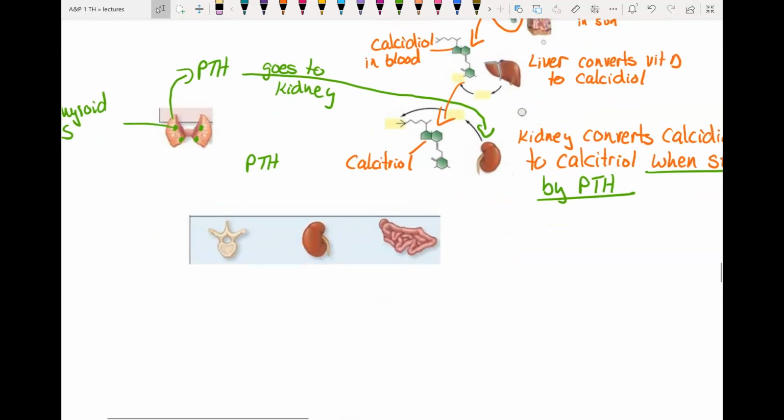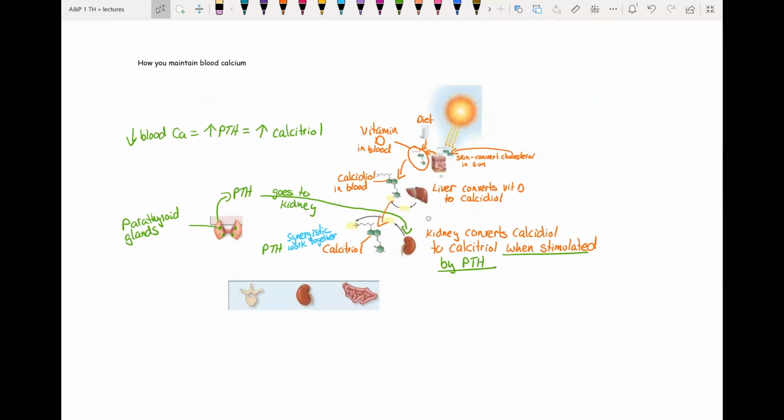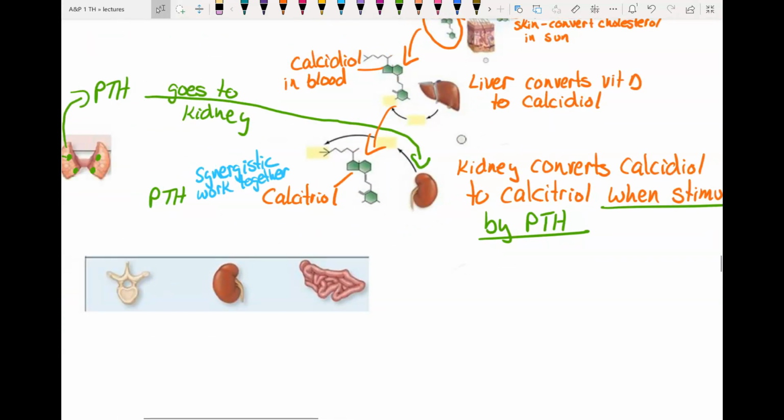So these two hormones are synergistic partners. So remember, that's like Batman and Robin. They're going to work together. And if we think about their job, remember, homeostasis is your overriding goal. Well, if their problem is that your blood calcium is low, they are going to work together to raise your blood calcium to bring you back up to homeostasis.